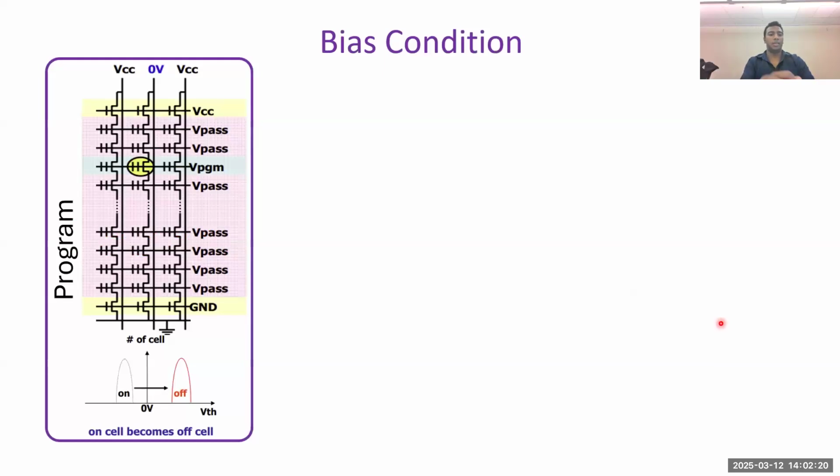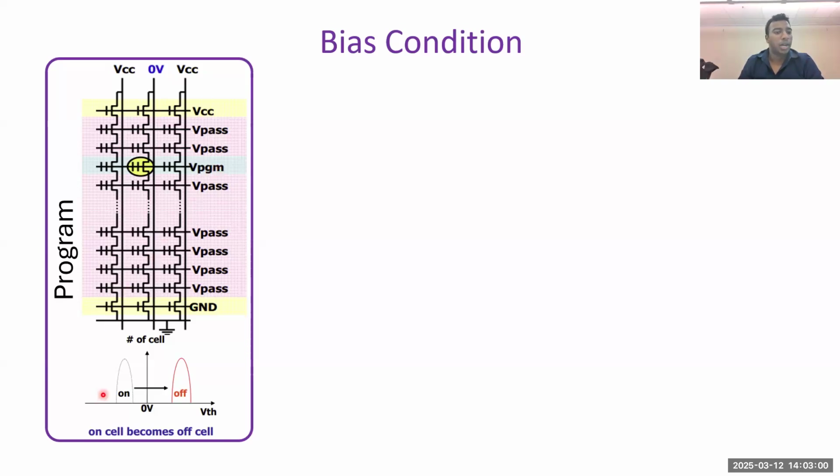So let's compare the biasing condition for program and read operation. Let's say that you want to program this particular cell. So in a block of cells, what you have to do is provide 0 voltage on its bit line. You can see this is its bit line, and you provide VCC on the other bit lines. And in order to program this cell, we have to provide V program voltage, and all the other cells will have V pass. And note here that V program will be a very high value.